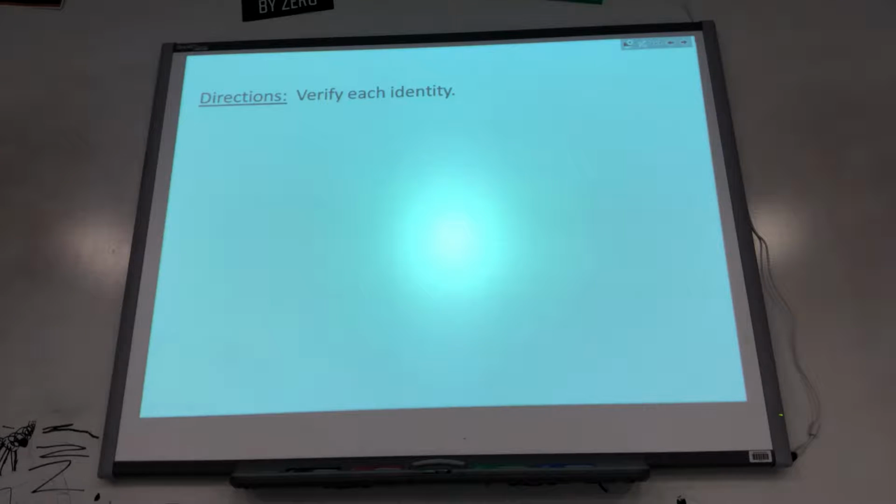It still says verify each identity. So same directions. Hi, come on in. Thanks. This is part 2 of section 5.2 if you want to jump in with us. Verify each identity.